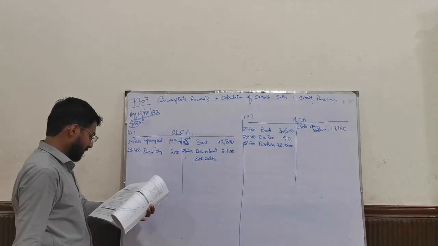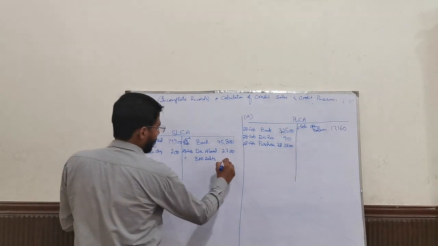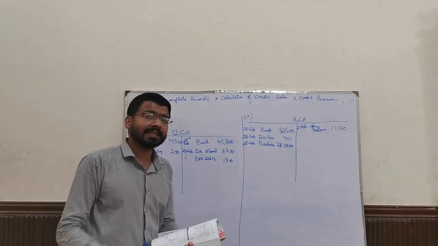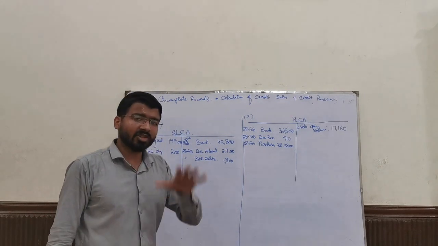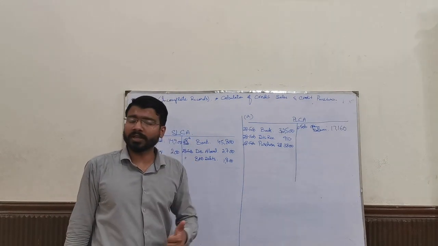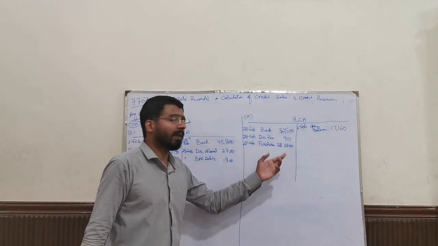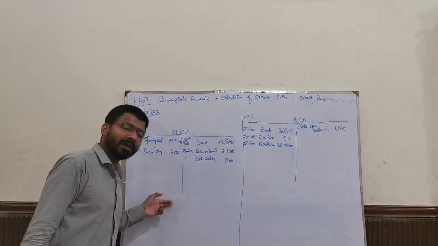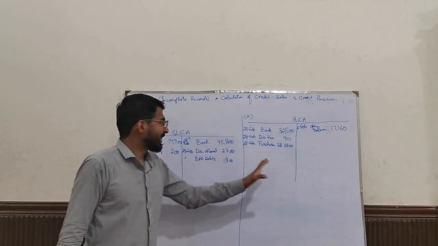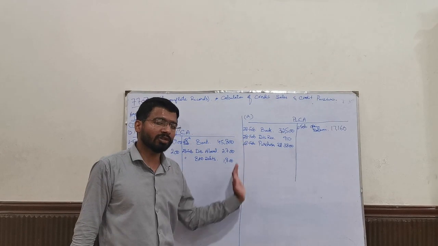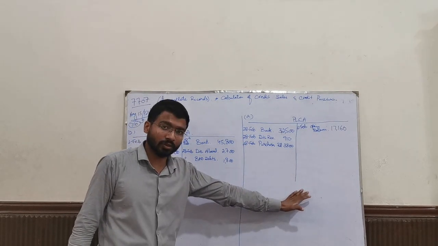Same date, and the bad debts are of 1800. That's it. Next is cash sales. You see, cash sales or cash purchases, I repeat, this is a very important point. Cash sales and cash purchases have nothing to do with my purchase ledger control account or my sale ledger control account.